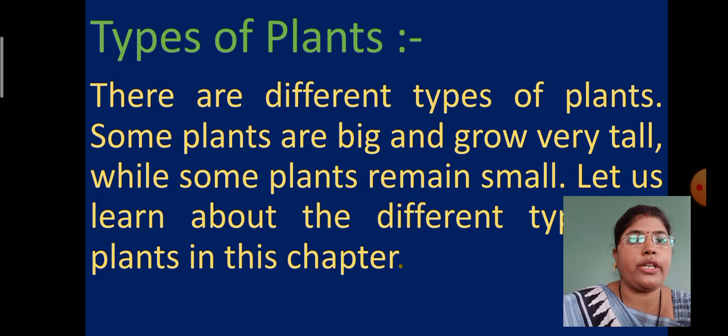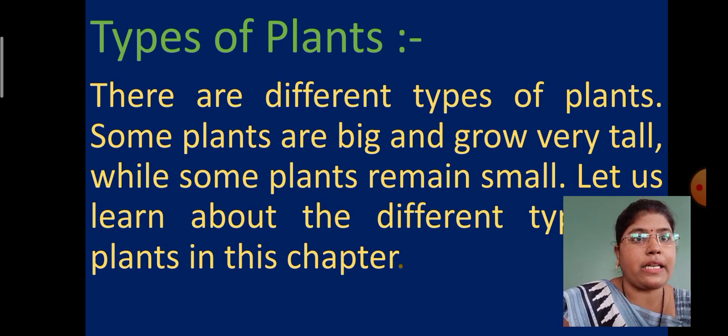You already know that there are different types of plants in our surroundings. Some plants are big, some plants are small, and some plants are very weak. They need support to grow. I know that we already learned this chapter. I taught you this lesson already, so you are completely aware of this. You also learned about the different types of plants in the first chapter. So let us start.